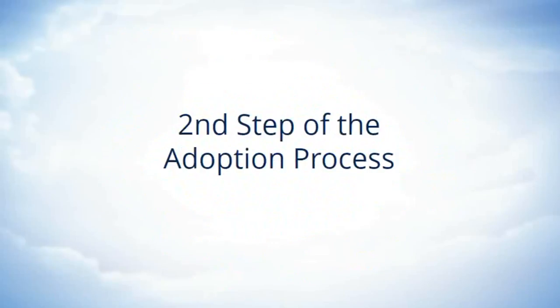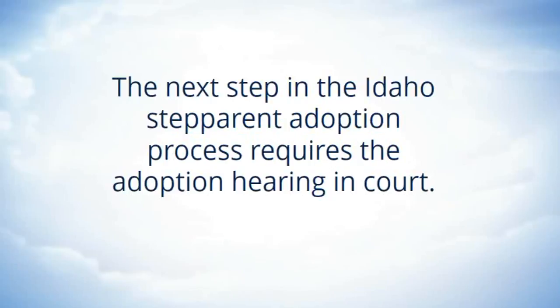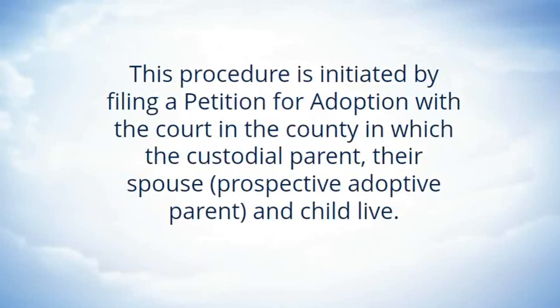Now for the second step of the adoption process. The next step involves the adoption hearing with the judge in court. This procedure is initiated by filing a petition for adoption with the court in the county in which the custodial parent, their spouse, who is the prospective adoptive parent, and the child live.